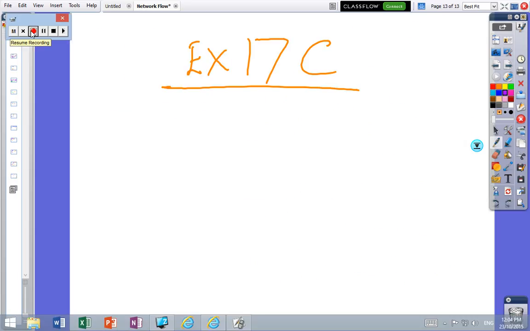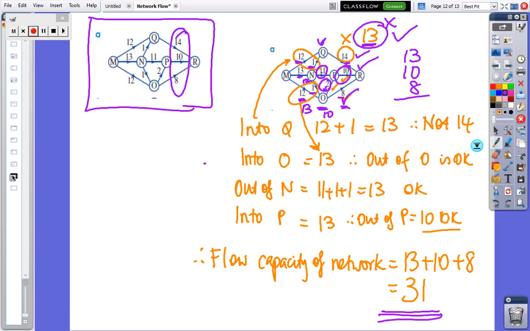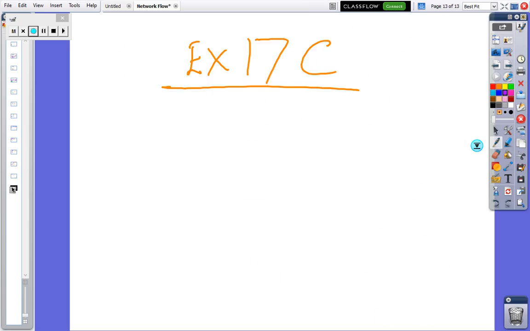Okay, and that's the end. You can now have a go at exercise 17C. The ones I want you to focus on really are the flow capacity of the entire network, but there's plenty of examples to just get your idea about turning tables into networks. Thanks a lot.